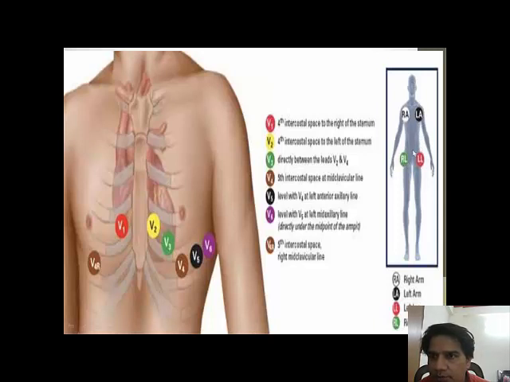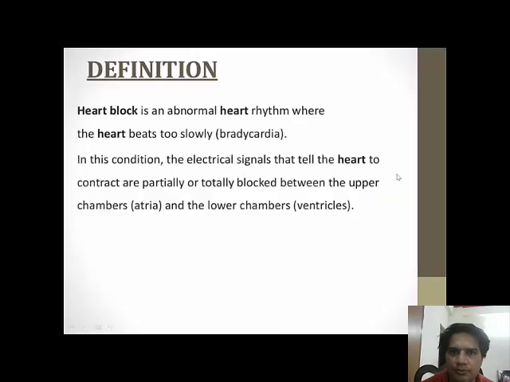So how do I remember it? RA, LA, 1 L. So you have lead 1. Right arm, left leg, so you have 2 L's, so lead 2. And LA, left leg, so you have 3 L's, so lead 3. Positive, negative, so that is how you remember the limb leads.